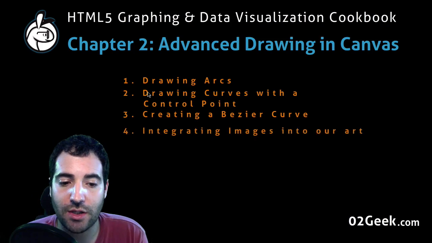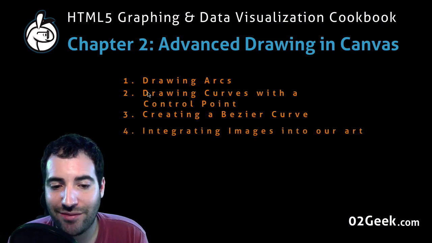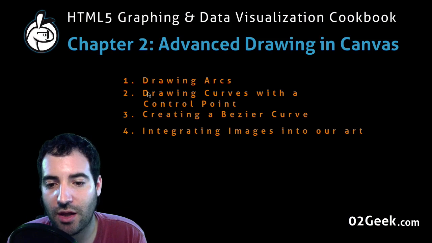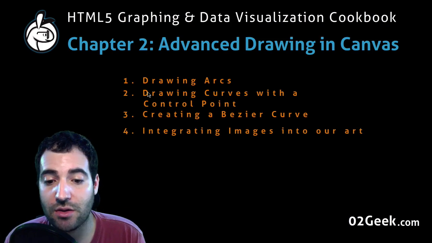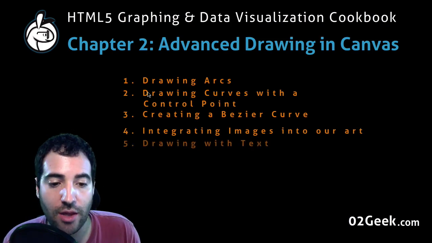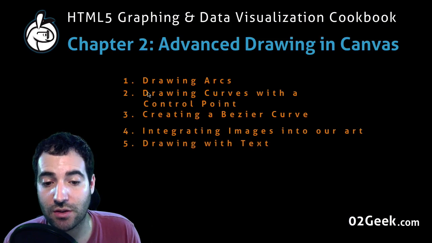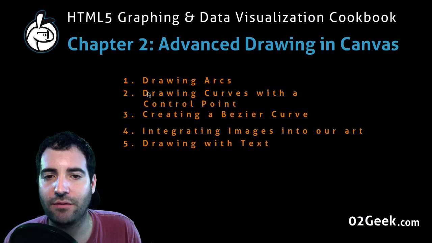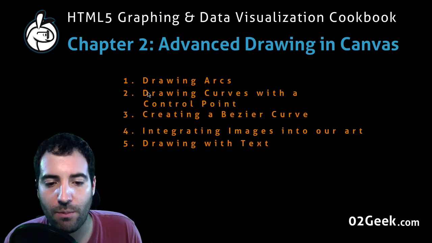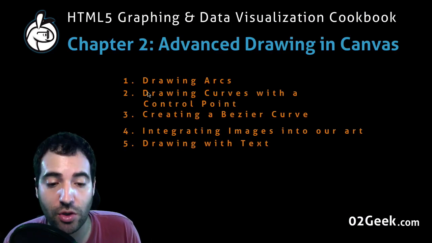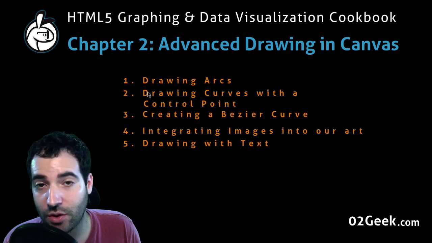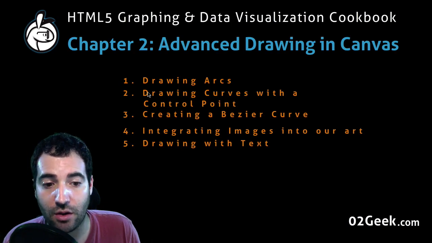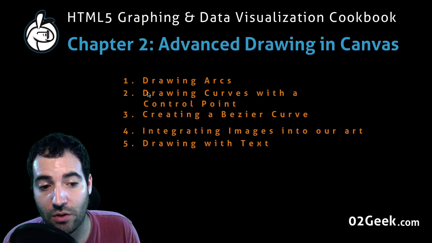Then we move on to a new topic, which is covering a few loose ends that are not that hard: how to integrate images into our artwork. And then we move on to drawing with text. Canvas doesn't have live text in it. It's only drawing. But we could draw text, so we could use text to do drawings, and we're going to see how to do that. It's very convenient and something you really want to know how to do.